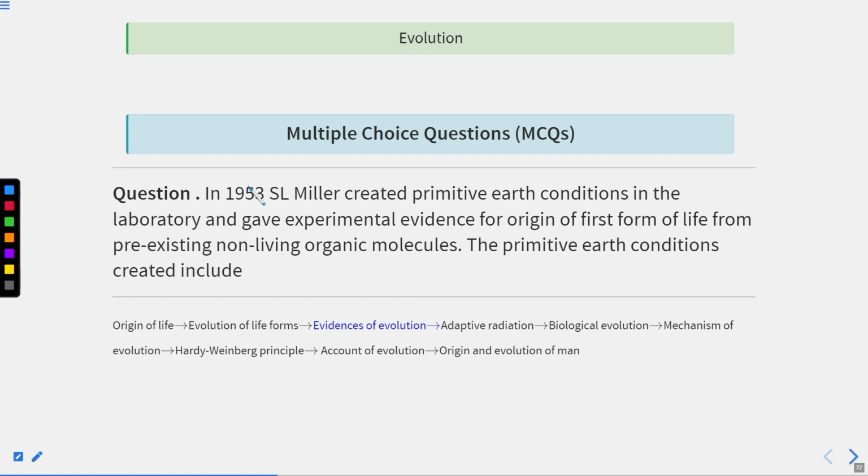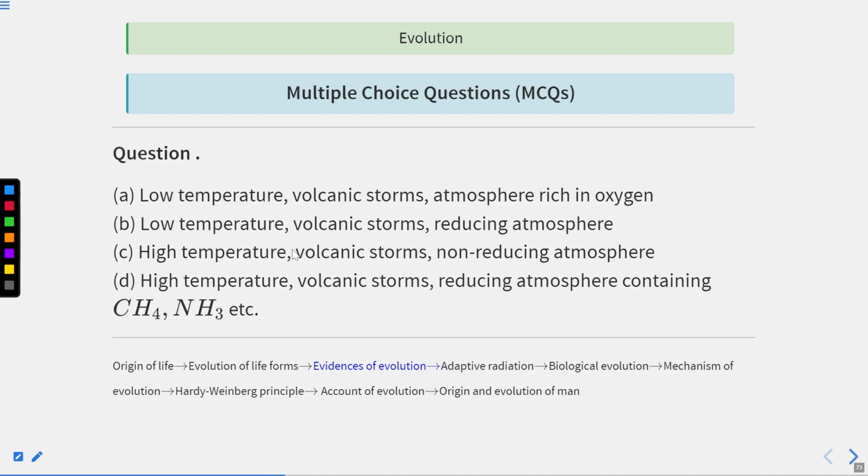The next question is, in 1953, Miller created primitive earth conditions in the laboratory and gave experimental evidence for the origin of the first form of life from pre-existing non-living organic molecules. Now the primitive earth conditions created include, let's see the options here. Option A, low temperature volcanic storms and atmosphere rich in oxygen. Option B, low temperature volcanic storms and reducing atmosphere. Option C, high temperature volcanic storms and non-reducing atmosphere. Option D, high temperature volcanic storm, reducing atmosphere which contains methane and ammonia.